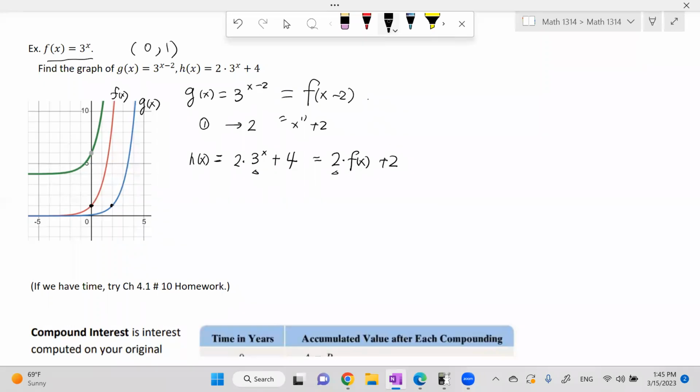We have the stretch vertically by 2, and second, moving upward 2 units.